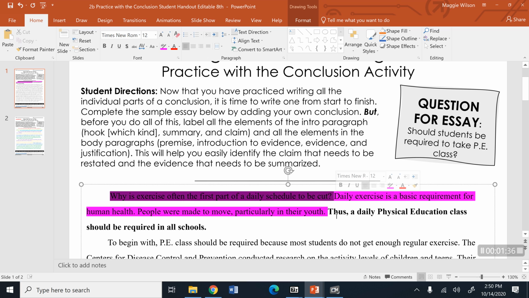And then, of course, our claim, I have already put it in bold for you, which is thus a daily physical education class should be required in all schools. So since it's already bolded, we don't need to highlight it.